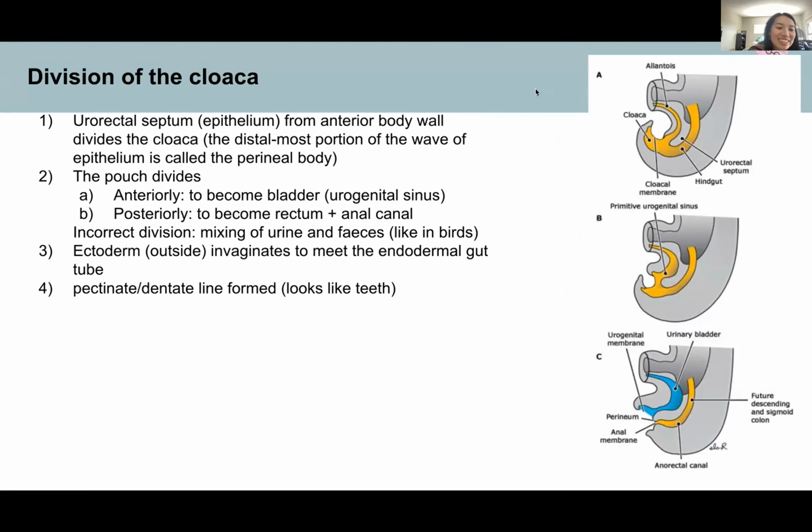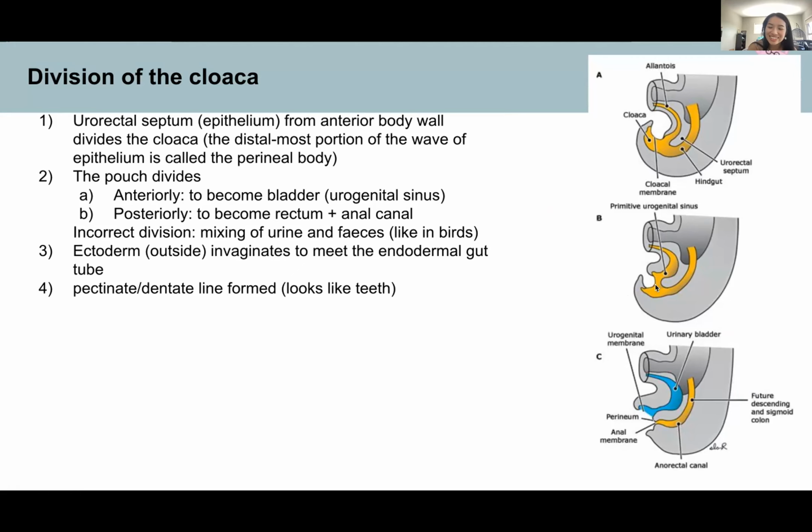Okay. Anyway, so you've got this urorectal septum coming down. It's just basically a bunch of epithelium, and it just comes down like a wave, whoosh, and then it grows out, and then this is the cloaca, by the way, and it separates the cloaca into two divisions, and those two divisions form your bladder and your rectum. Okay, that's pretty much it.